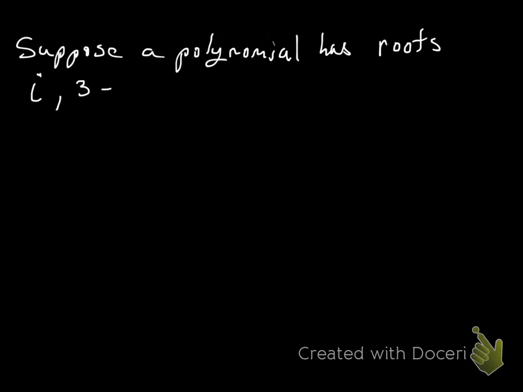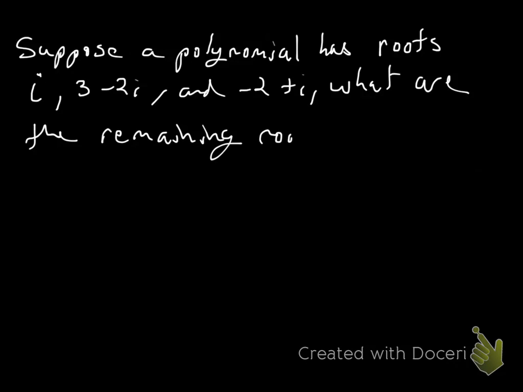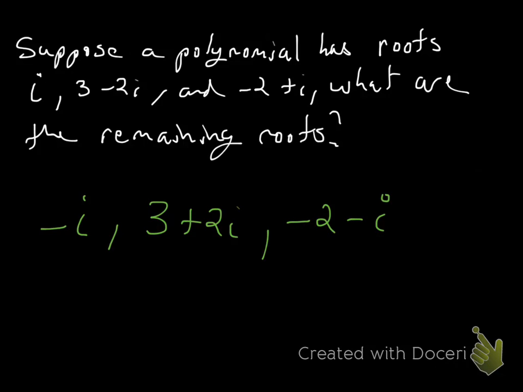Alright, so let's suppose a polynomial has roots i, 3 minus 2i, and -2 plus i. What are the remaining roots? There might be others, but based off this information, I can tell you 3 more. So complex roots come in conjugate pairs. So we just found the conjugates of i, 3 minus 2i, and negative 2 plus i. So we can just write those conjugates. Those conjugates will also be roots. So negative i, 3 plus 2i, and negative 2 minus i would also be roots for this polynomial.